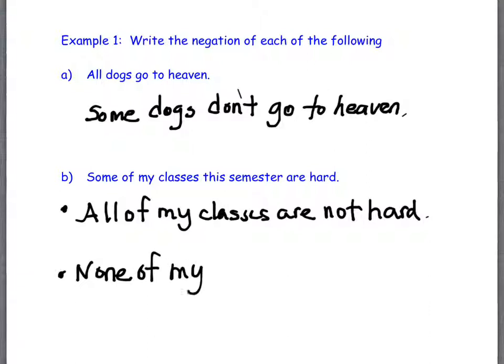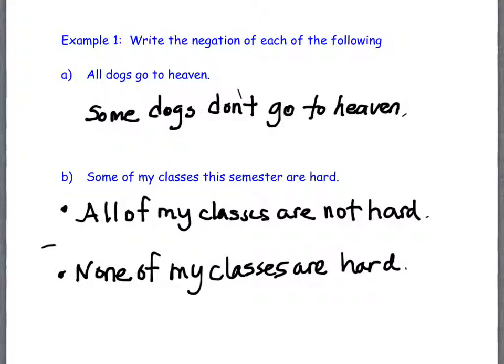None of my classes are hard. And Nicole, that one sounds better, doesn't it? That's just how you guys would say it. You would say none of my classes are hard. You wouldn't say all of my classes are not hard. It almost sounds like you're doing some sort of a double negation thing going on. And you're not, but that's not how we speak when we speak English.